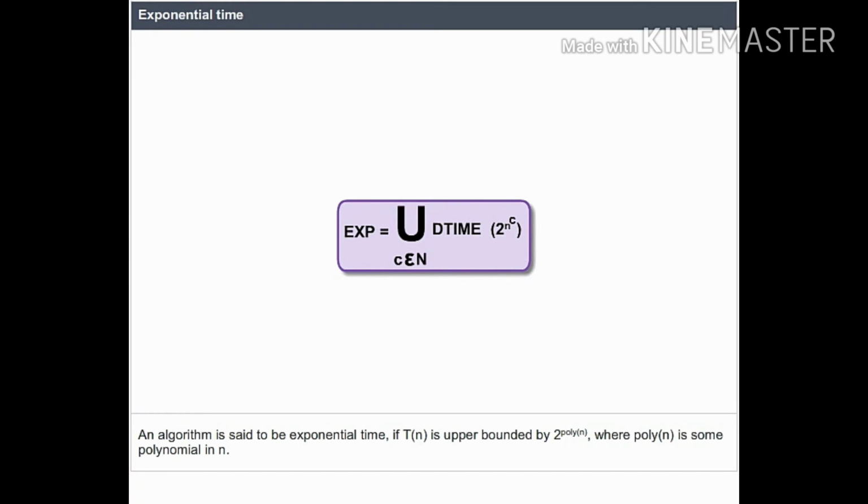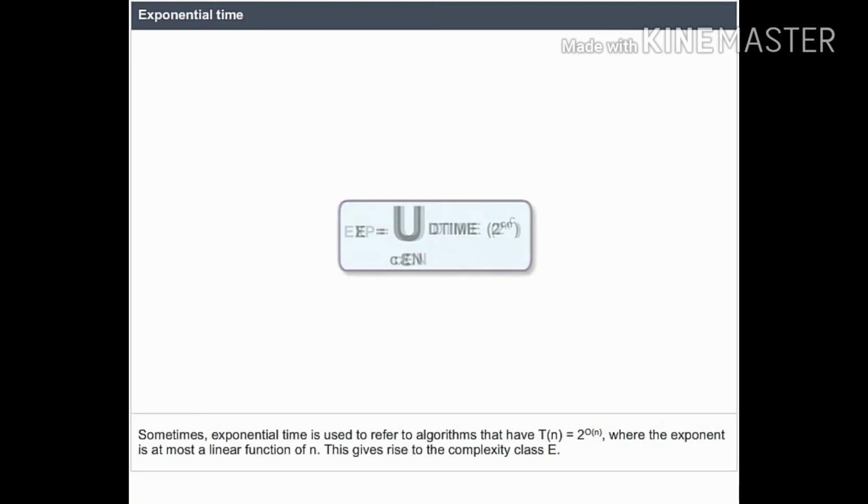Exponential time. An algorithm is said to be exponential time if T(n) is upper bounded by 2 to the power of poly(n), where poly(n) is some polynomial in n. Sometimes exponential time is used to refer to algorithms that have T(n) equals 2 to the power of O(n), where the exponent is at most a linear function of n. This gives rise to the complexity class E.